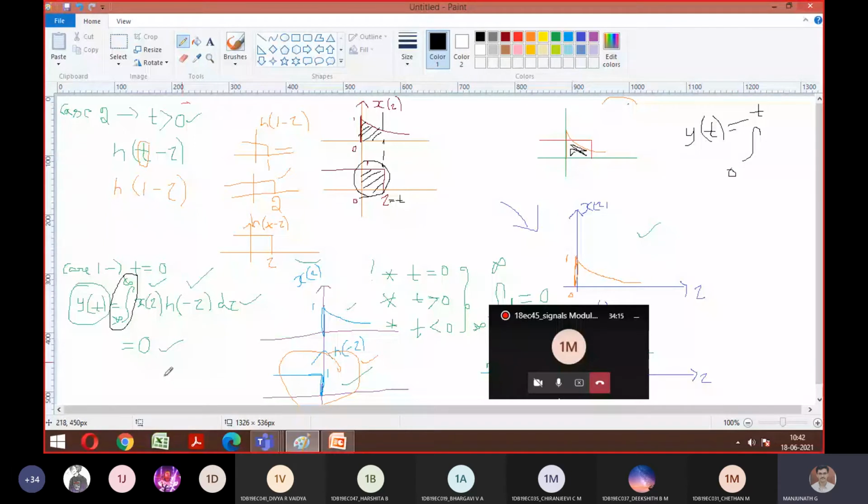x of tau into h of tau. So what is x of tau? Okay, let me proceed with that formula only. Before that, the overlapping concept I've understood.